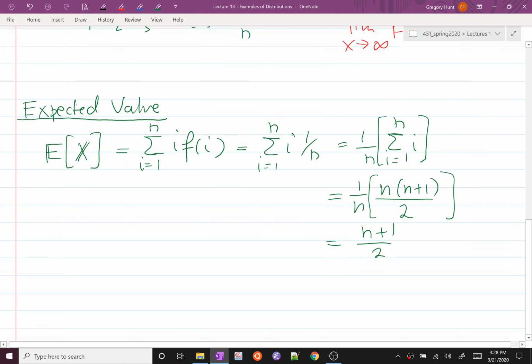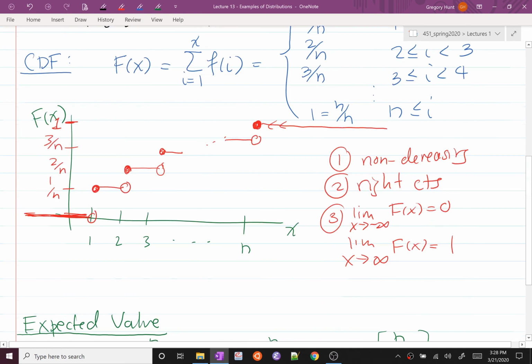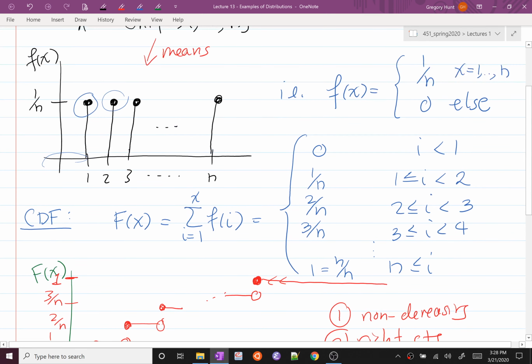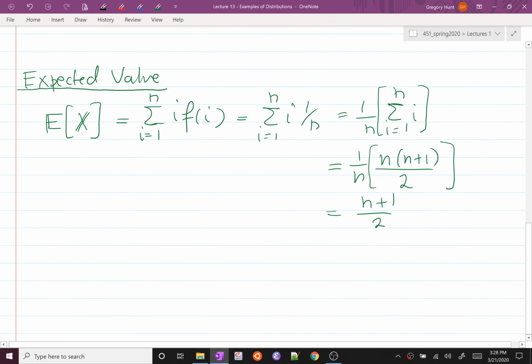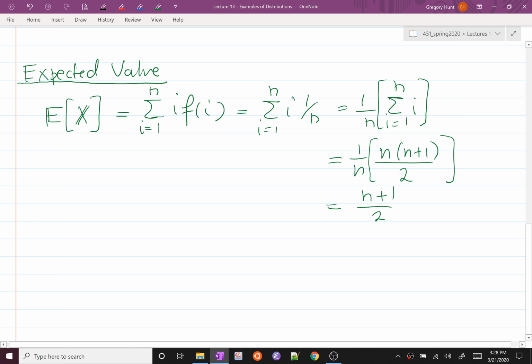And that makes some sense if you were to go back to our distribution and ask, okay, where would I put my fulcrum to balance the mass here? My fulcrum point would be at n plus 1 over 2. That would be the middle point to balance the mass on a bar, as it were. And that's one way we can interpret expected value. Okay, so we got expected value.